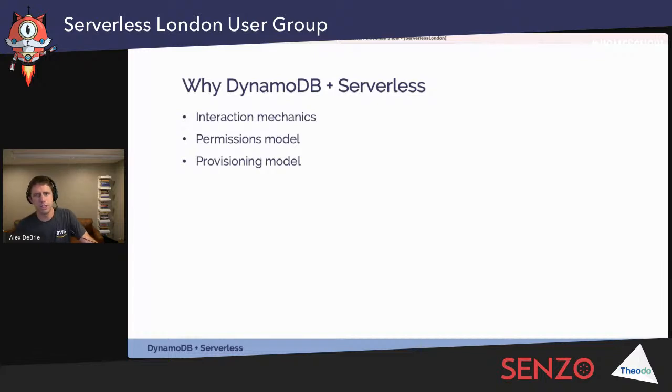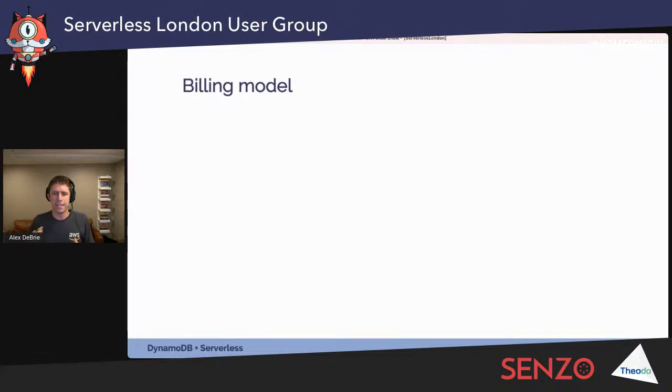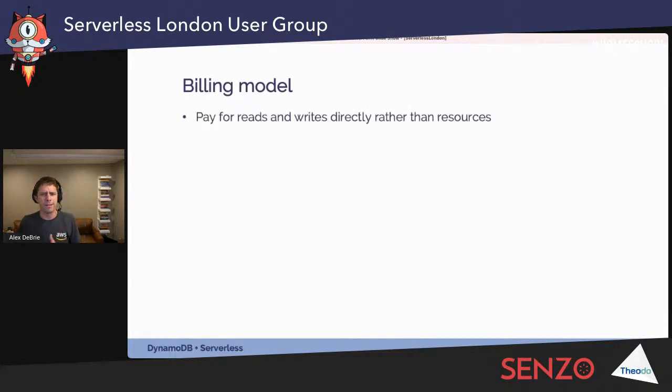Next reason people are choosing DynamoDB with serverless is the billing model. The billing model with DynamoDB is pretty interesting, right? In the serverless world, we like this pay-per-use billing model where you're only paying for what you actually use. And I think Dynamo fits with that in two different aspects. First of all, with Dynamo, you're paying for reads and writes directly rather than resources. If you think about a relational database, what you're paying for is this instance that you provision ahead of time, and you're saying, I need this much CPU, this much RAM, this much disk space, and they'll give all that to you, and you're hoping that's enough to satisfy your queries.